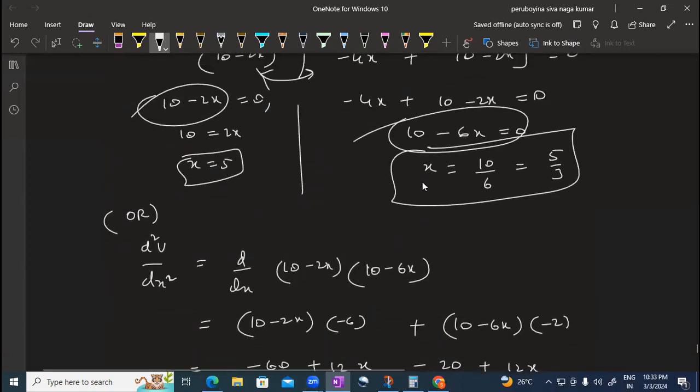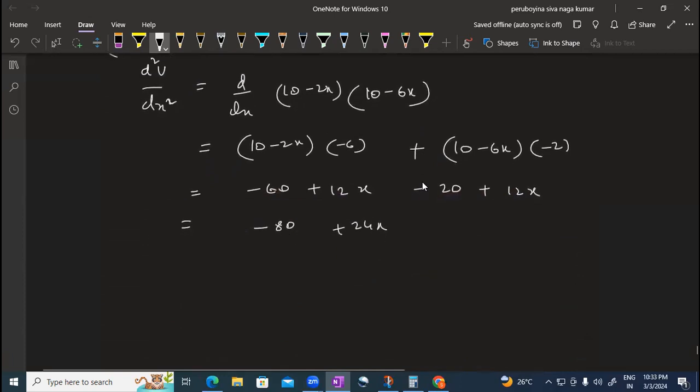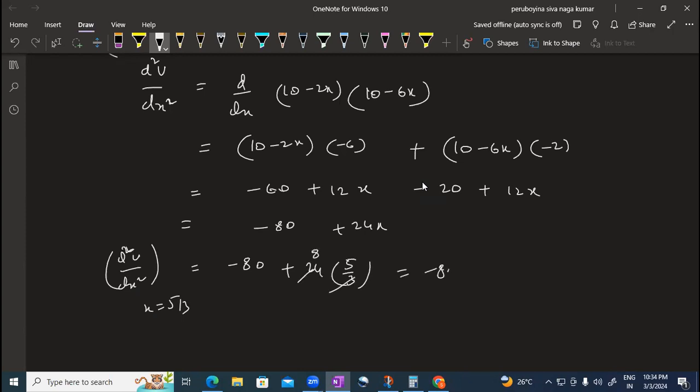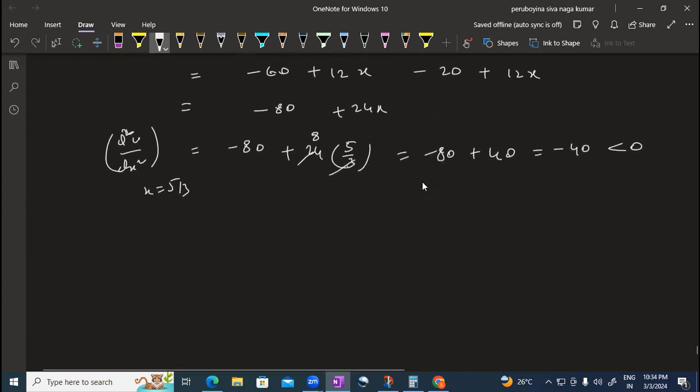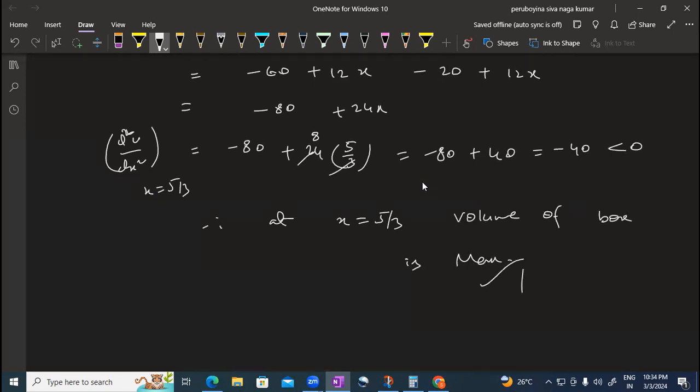So we have two values, one is 5 and 5 by 3. So I'm trying 5 by 3. So d²V/dx² at x equal to 5 by 3: minus 80 plus 24 into 5 by 3, it got cancelled, 8 times 5 is 40, which is equal to minus 40, which is less than 0. So therefore, at x equal to 5 by 3, the volume of the box is maximum. So therefore, this is the answer of this question.